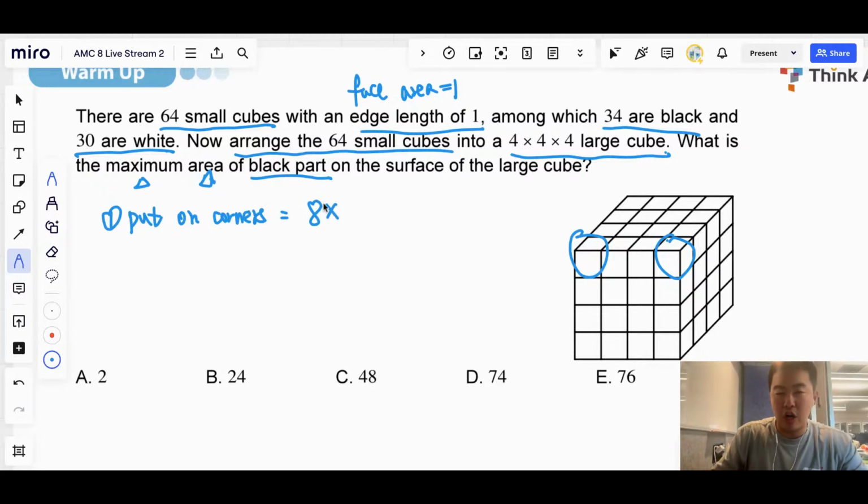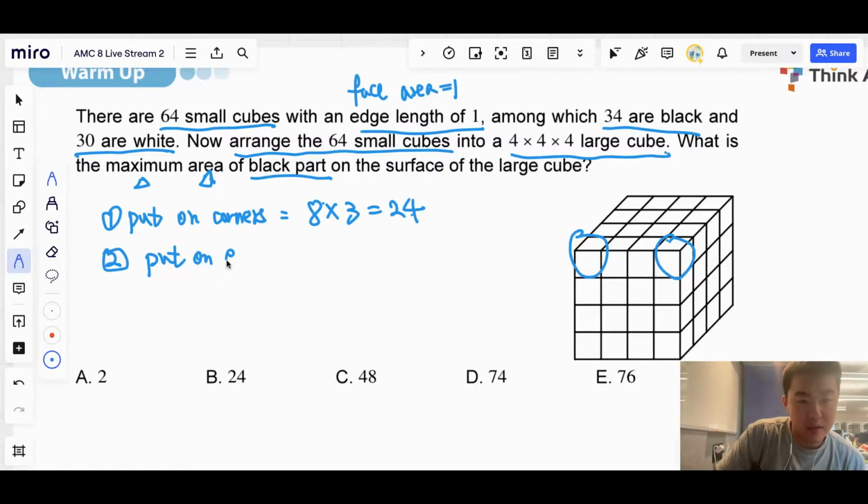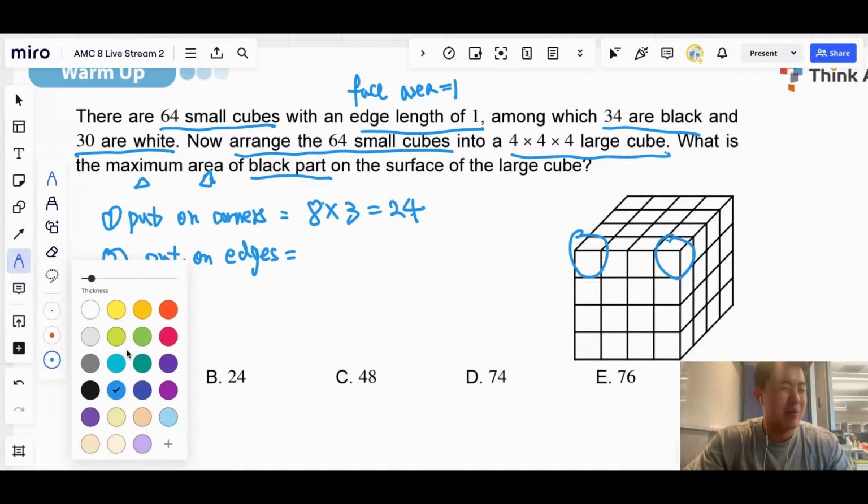Then for each corner cube, we have 3 faces facing out. So that should give us 24 faces in total for those corner black cubes. Okay. Then as I just said, the second best position to put these cubes without putting them on the corners is on the edges. Why on edges? Because although we only have 2 faces facing out, that's still good. It's still better than putting them in the middle, because that will be only 1 face.